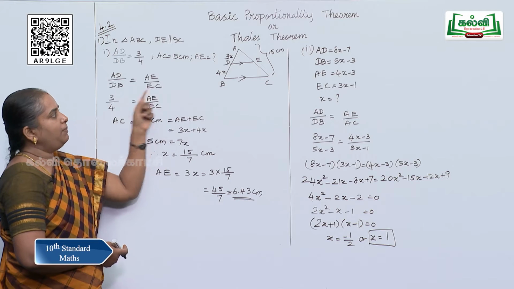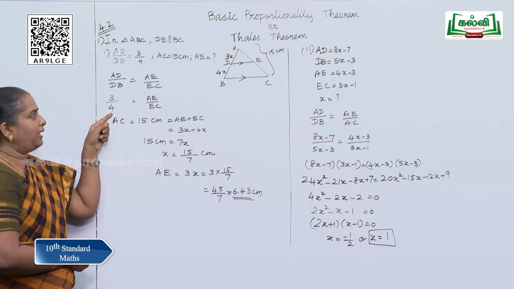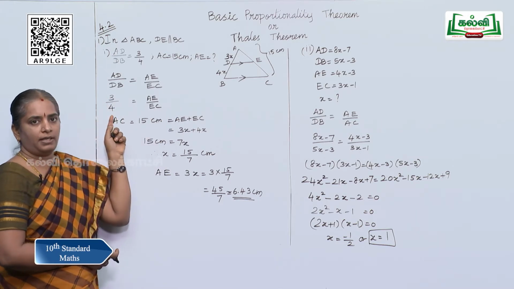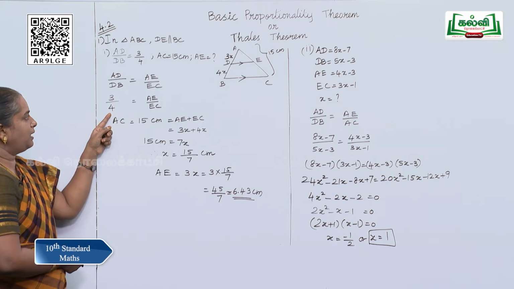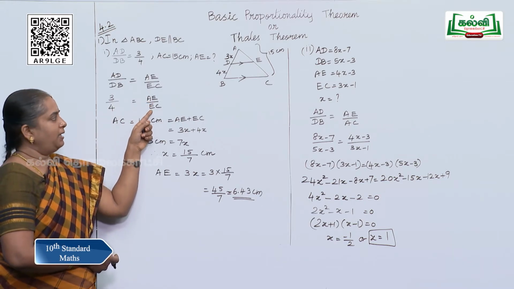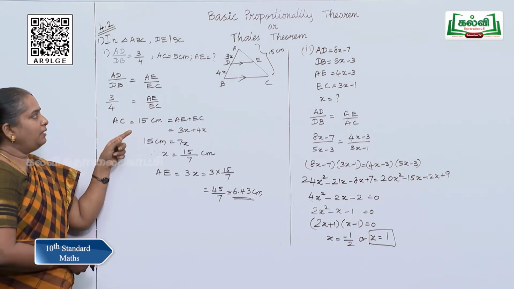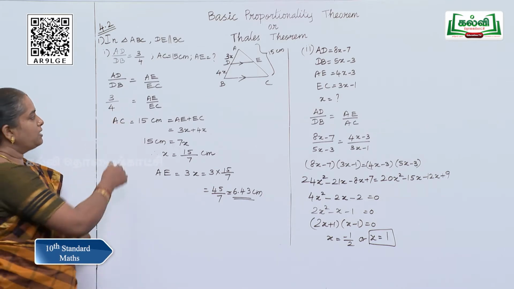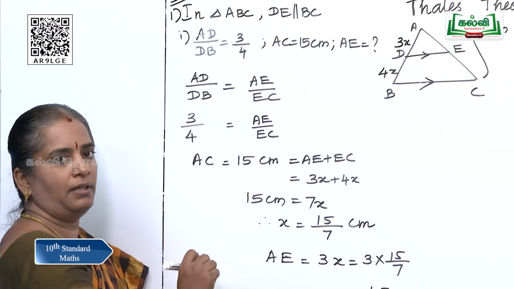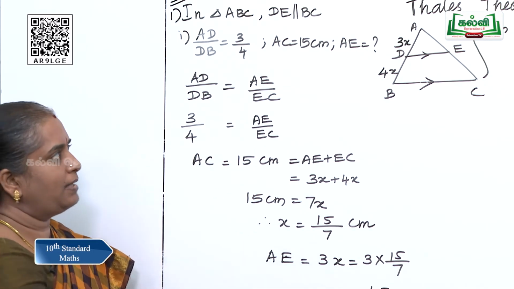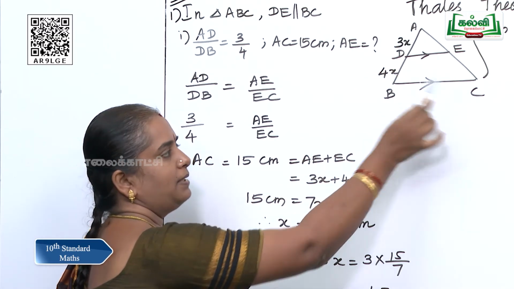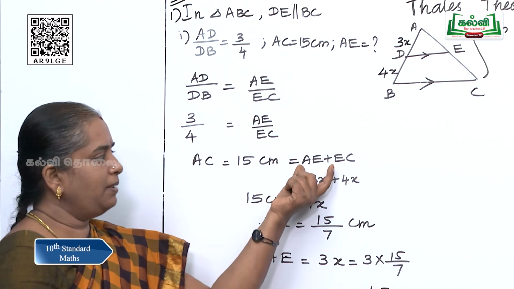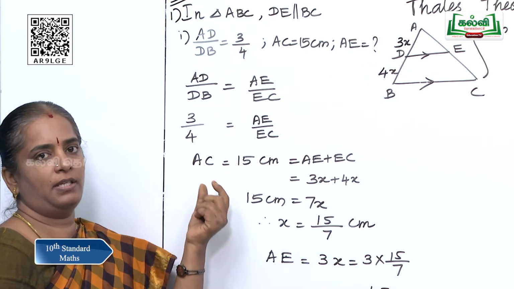Here AD by DB is given as 3 by 4, so we can replace that ratio. We have got 3 by 4 is equal to AE by EC. Then what is given? AC is given as 15 centimeter. We can split AC as AE plus EC. So, AE plus EC is equal to 15 centimeter.